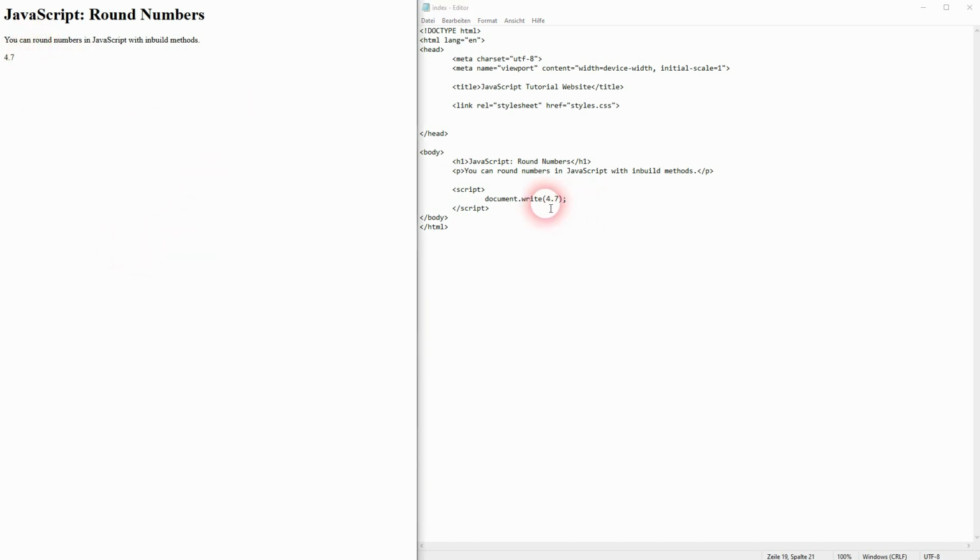We can use Math.round and then put the 4.7 into regular brackets. And it's going to round it, in this case, to 5. So it does regular rounding. If I go to 4.4, it goes down to 4. So it rounds to the nearest full number.